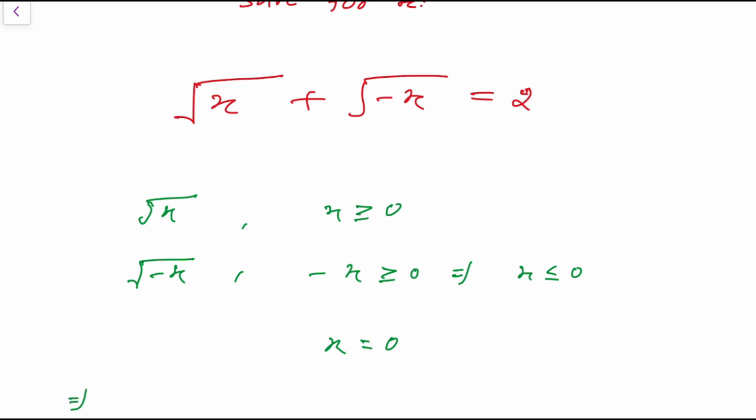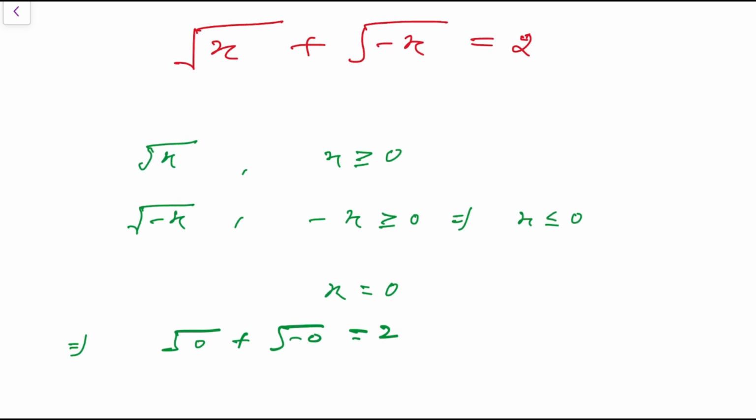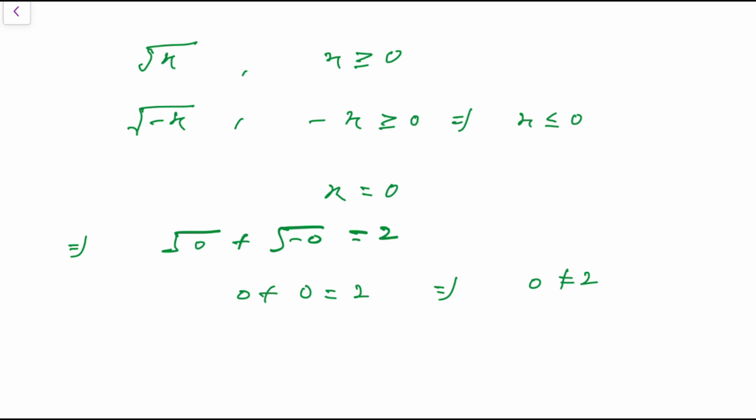If we check the solution for x equal to 0, the resultant is square root of 0 plus square root of minus 0 equals 2. So the left hand side becomes 0 plus 0 and the right hand side is still 2. The left hand side will be 0 and the right hand side is 2, which is never true. That means no real solutions exist for the given equation.